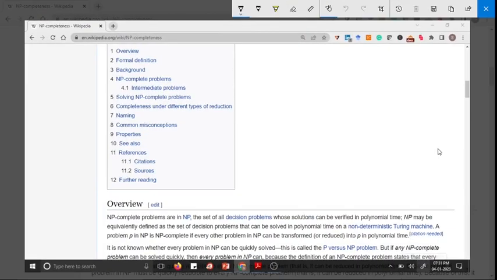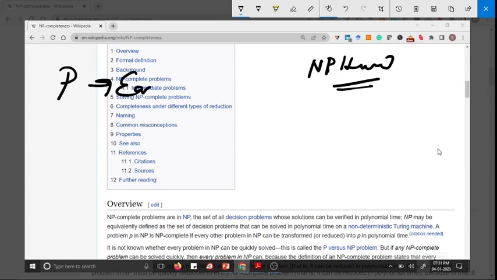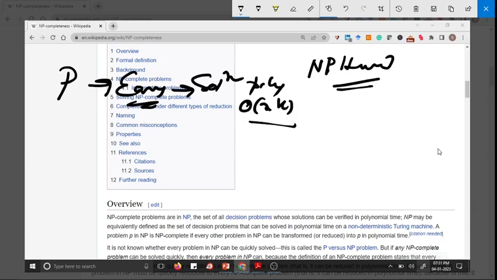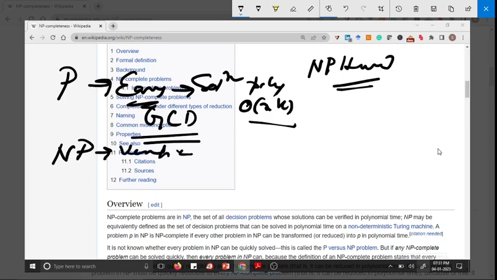So NP hard is possible to verify? NP hard is possible to verify, similar to NP. I will come first to P, which is the smallest set, which considers all the easy problems. That means solution in polynomial time is possible, O(n^k). Solution itself is possible, like finding GCD of two numbers. And then NP, where verification in polytime is possible. Verification in polytime means verification in O(n^k).